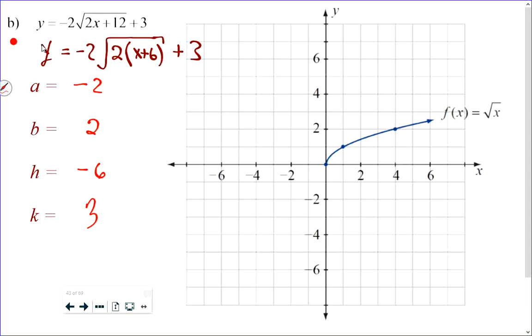So we are going to reflect things vertically. We'll have a vertical reflection. We will have a vertical stretch by a factor of 2. We will have a horizontal stretch by a factor of a half. We will shift it 6 units to the left and 3 units down.